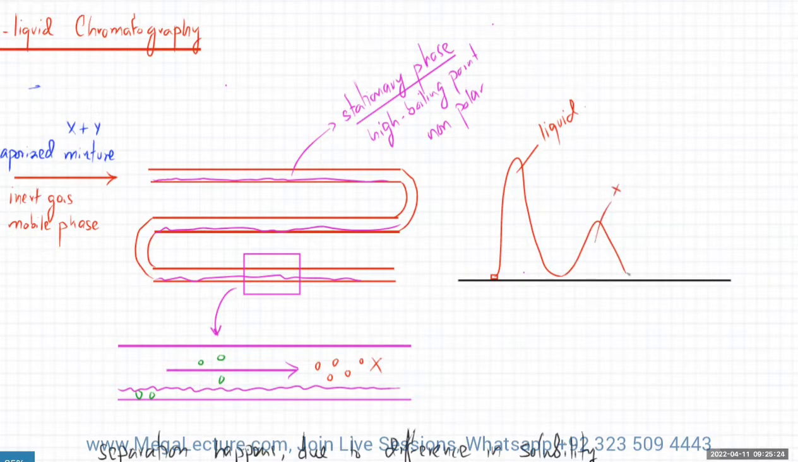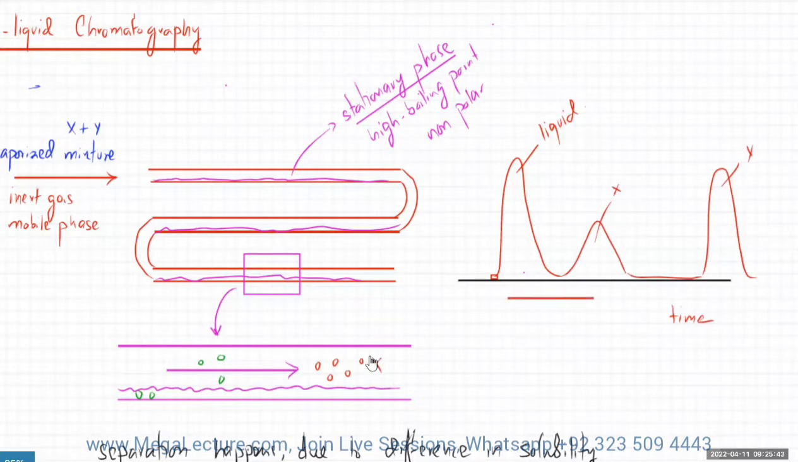And after a certain while, you're going to get Y. Here, the axis represents time, and there's going to be a retention time. If something is obtained earlier, it's going to have a lower retention time. And if something is obtained much later, that's going to have a much higher retention time. Okay, so is this clear?